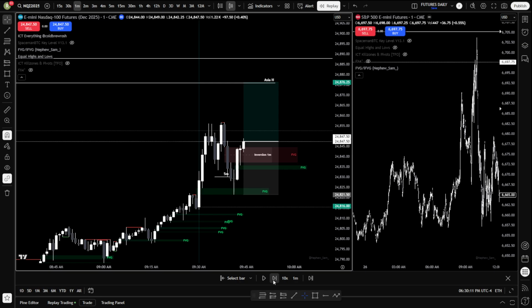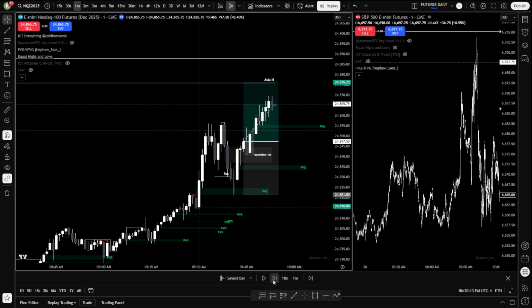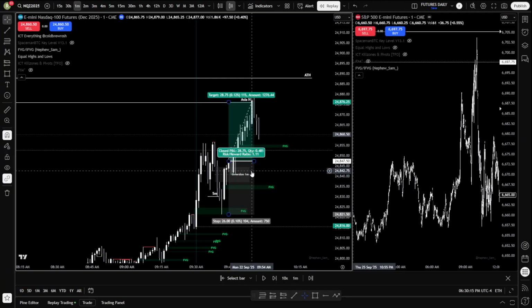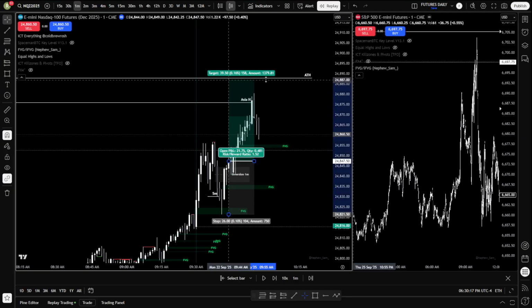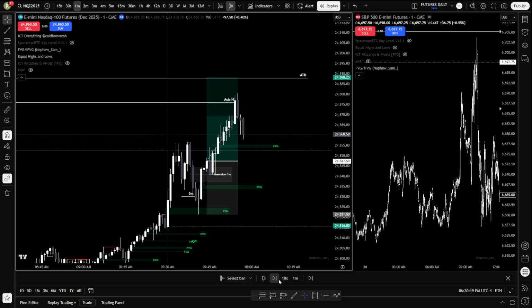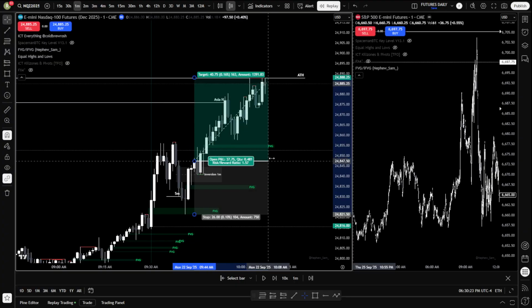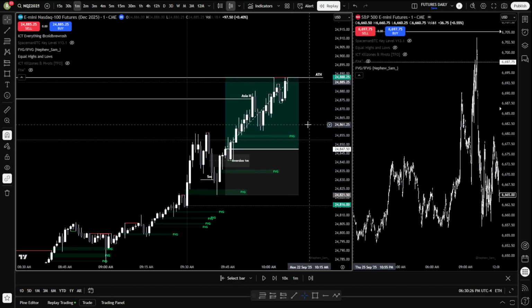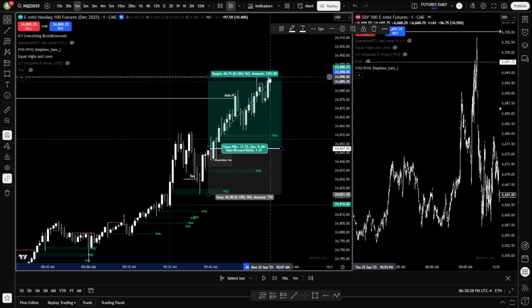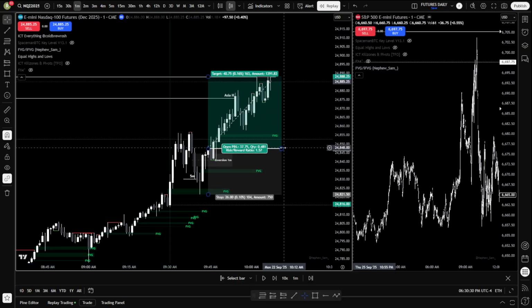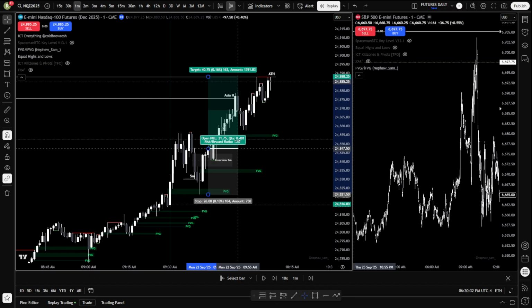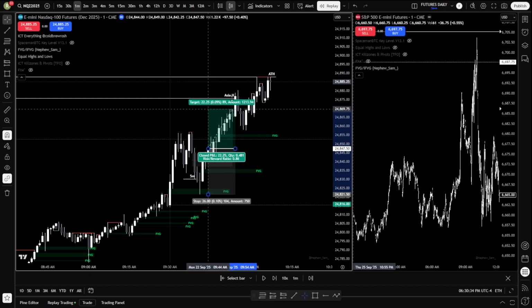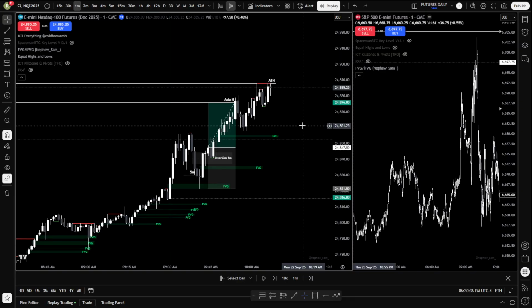And then we went straight toward Asia high. I personally closed at Asia high on my trade, but you could have left this running to all-time high. However, it was Monday, and I usually don't like to get too greedy on Mondays or Fridays even. But you could have left it to all-time high, and that would have been a good trade. However, I was pretty happy with my Asia high target. Still got about 30 points out of that one.